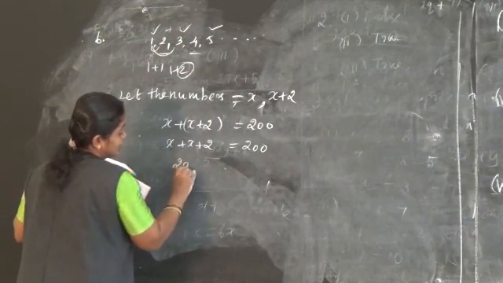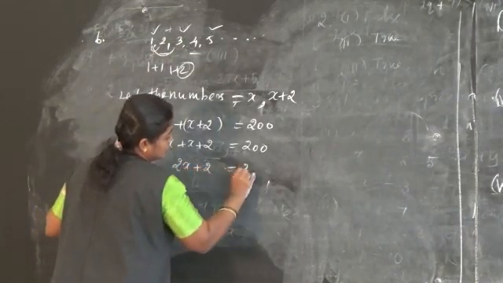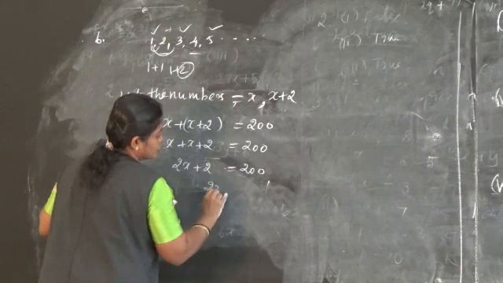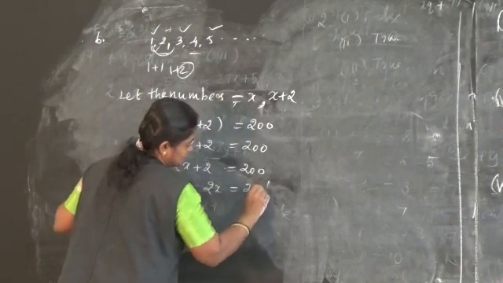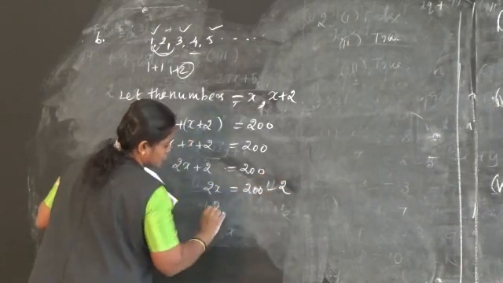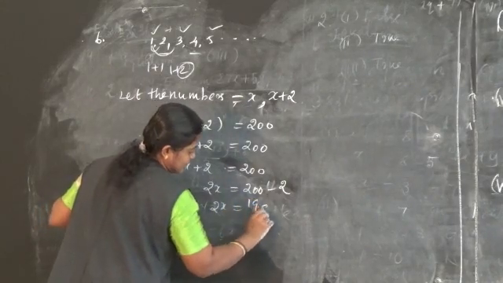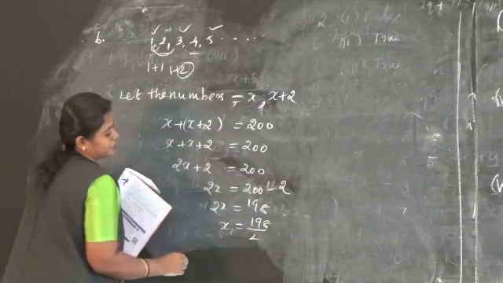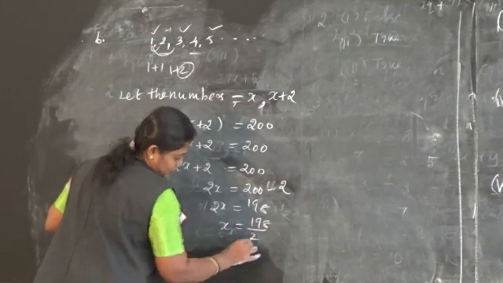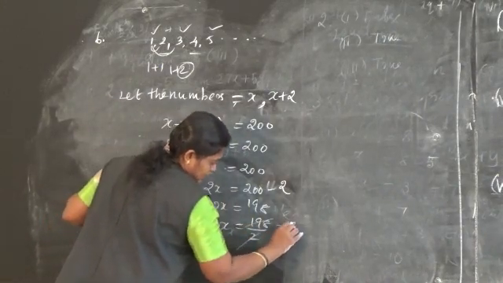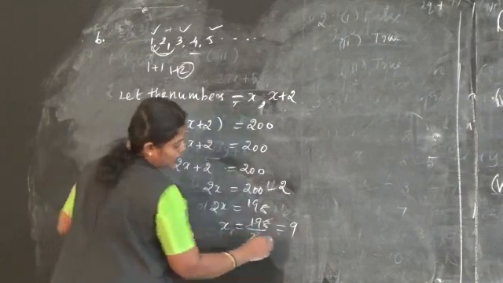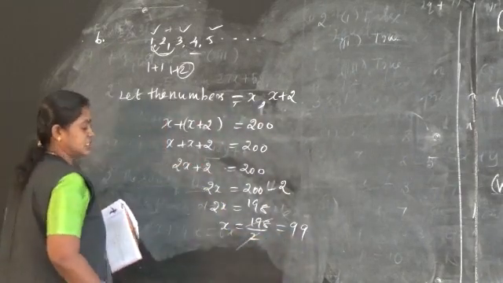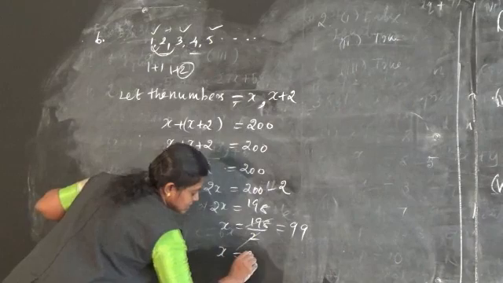Now I am adding like terms. 2x plus 2 equal to 200. So 2 goes on that side as minus 2. 2x equal to 198. x equal to 198 by 2. Go for the cancellation method. If you are cancelling, 9 2s are 18, remainder 1, 18, then again 9 2s are 18. So x equal to 99. So one number is 99.